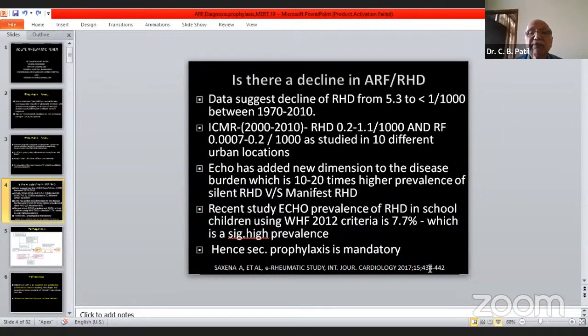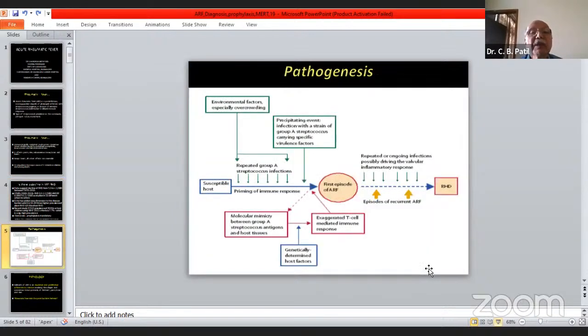Echo has added a new dimension to the disease burden, with a 10 to 20 times higher prevalence of silent rheumatic heart disease versus manifest RHD. A recent study of echo prevalence of RHD in school children, using the World Heart Federation 2012 criteria, shows 7.7%, which is significantly higher. Hence, we should cover them with secondary prophylaxis if they are suffering from acute rheumatic fever.